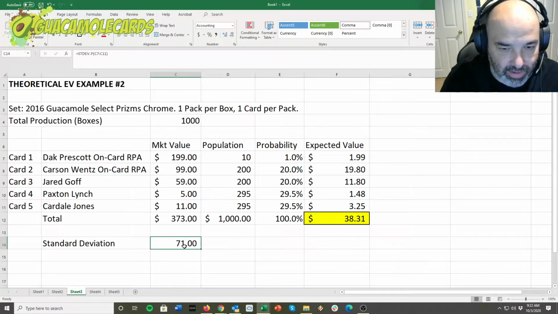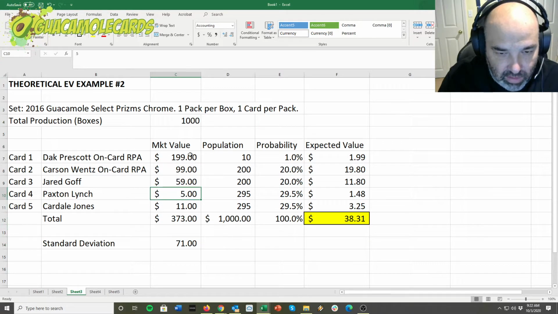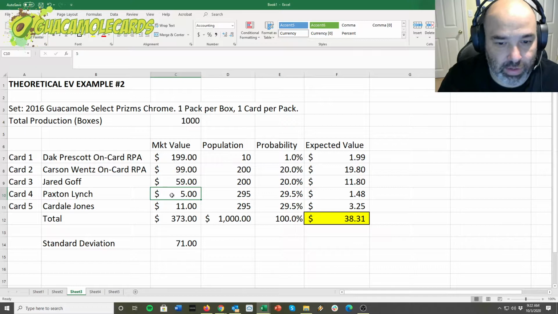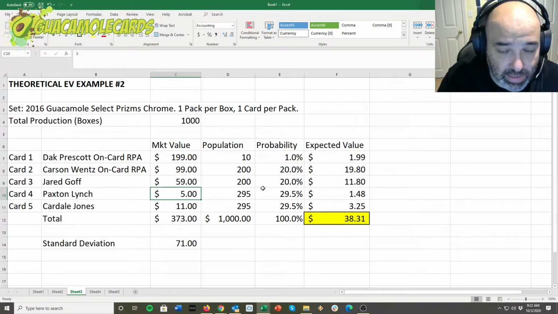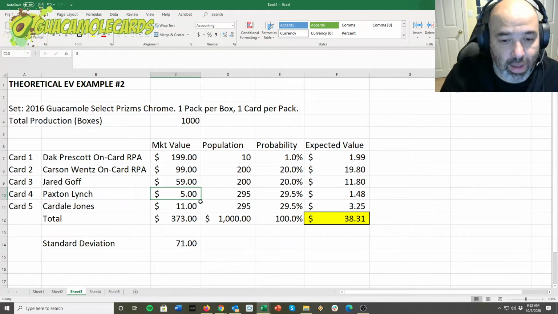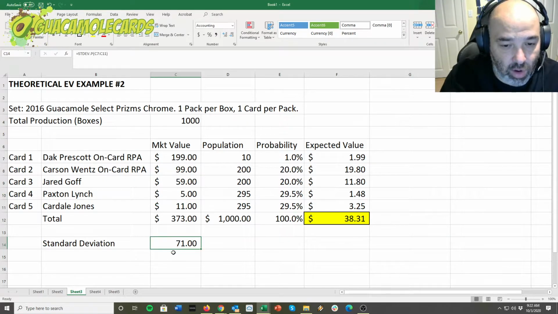But look, standard deviation is significantly lower. And that should make sense, right? Because the range of outcomes, you're either going to get a card that's worth $5 or is worth $199. So you're at least going to get $5 back on your return here. You have a really good chance, a 70% chance of getting $11 or more return for the box. So your risk is a lot lower. Standard deviation is a lot lower.